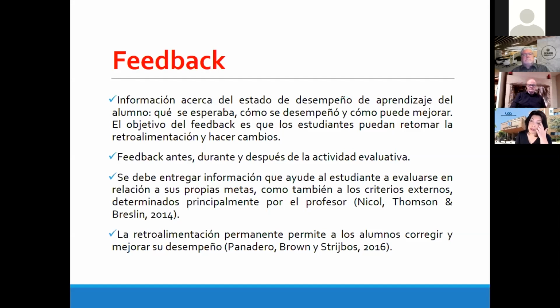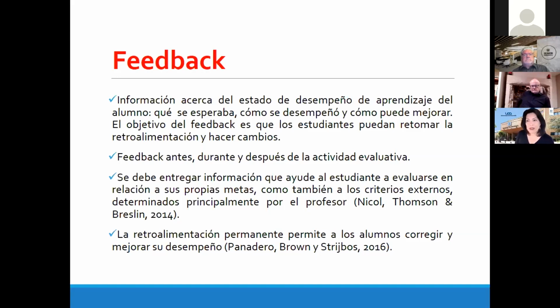Y el feedback no solamente es al final de la evaluación, también es antes, durante y después de la actividad evaluativa. Es decir, también tenemos que prestar atención a desarrollar juicio evaluativo antes de una evaluación, por ejemplo, que eso también puede ser un medio de feedback. También podemos dar mucha información y claridad, especialmente en épocas de pandemia, respecto a las instrucciones y lo que espera el profesor de cierta actividad de evaluación, y eso también es información para el alumno para desempeñarse bien. Y como lo vamos a ir viendo en el ejemplo que viene.